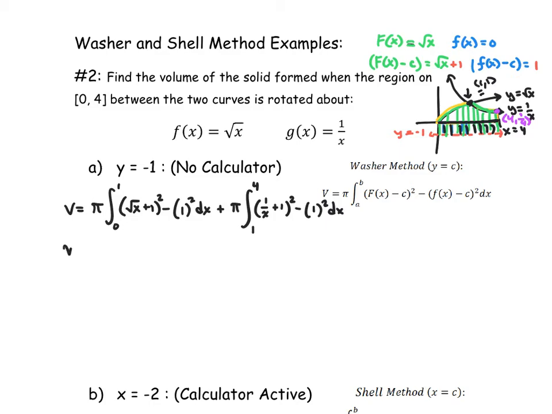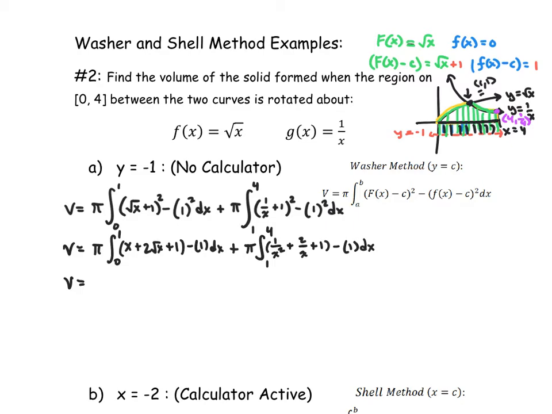Okay, now we got some work to do algebraically here. So this will be pi integral from 0 to 1 of x, that's root x squared, plus 2 root x plus 1 minus 1 dx, plus pi times the integral from 1 to 4 of 1 over x squared plus 2 over x plus 1. I just foiled that out, minus 1 dx. We can clean this up before integrating. Actually, we could probably integrate. What we'll see is that the 1s will drop off in both cases.